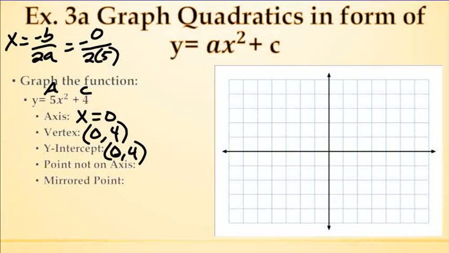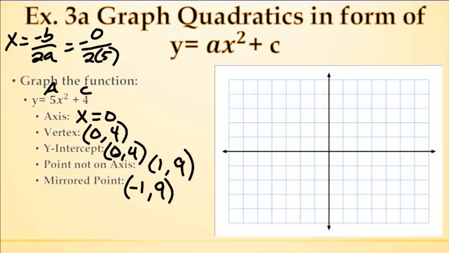Now I need to choose a point not on the axis. The axis is at 0. Let's choose a 1. When x is 1, y would be 1 squared is 1 times 5 is 5 plus 4 is 9. If I mirror that, negative 1, you're at a positive 9. Now I can come over here and graph my points.